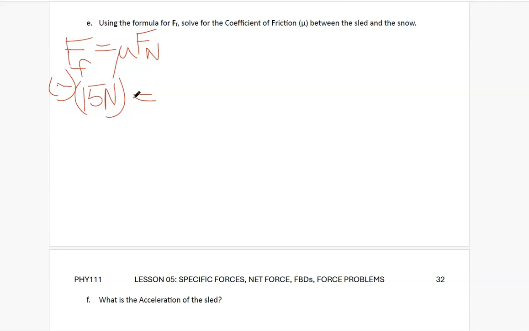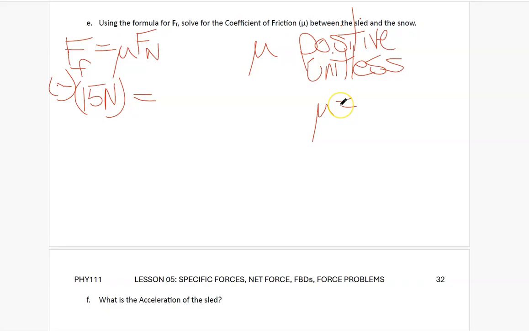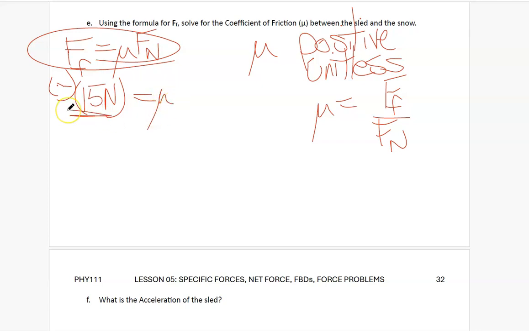We're determining the mu value from two other forces. And mu is always a positive value, and it's always unitless. And it's unitless because it's the ratio of two other forces. Mu happens to be equal to the frictional force divided by the normal force. You can see that from this equation if I just rearrange it, but we'll leave it the way it is.